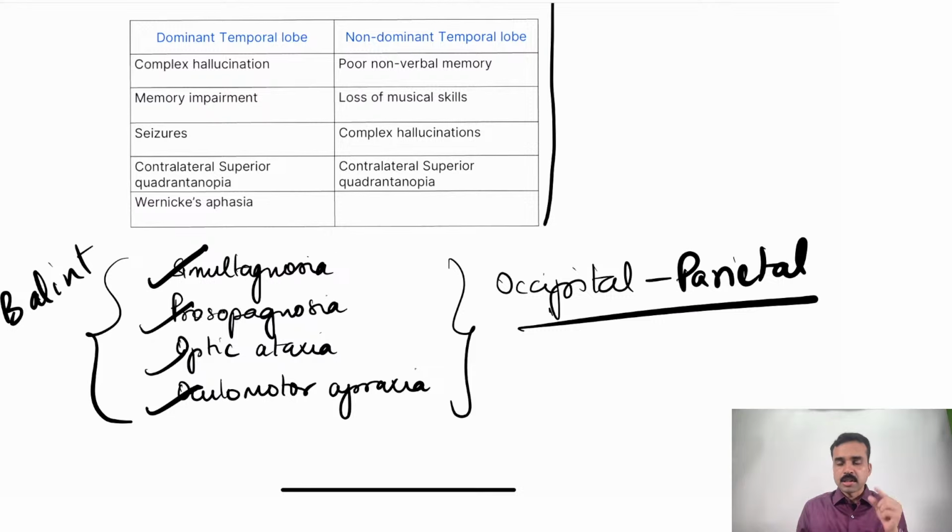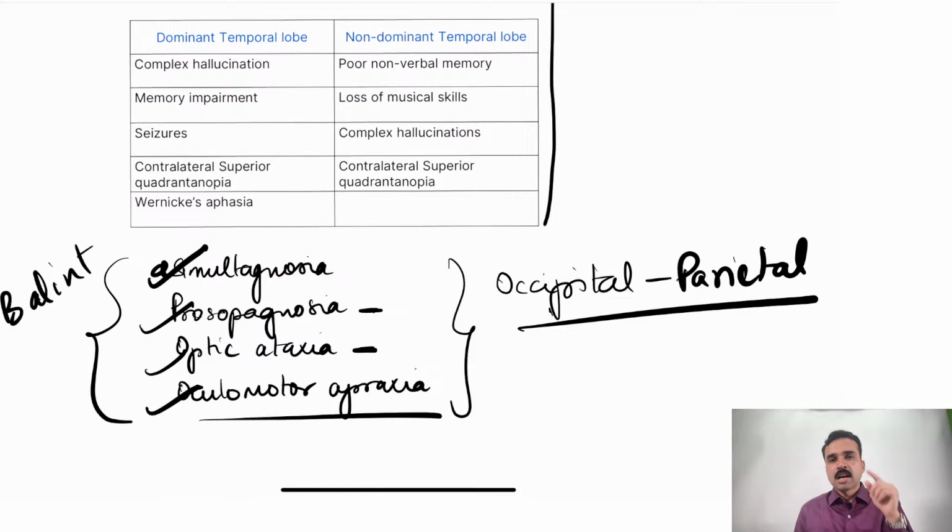Only a part of the picture you can understand or receive. That is simultagnosia, when you're not able to grasp the entire picture simultaneously. Prosopagnosia is inability to recognize familiar faces, usually in the non-dominant occipital lobe. Optic ataxia is when you're not able to judge the distance of something you are seeing. If I'm seeing my laptop in front of me, I'm not able to judge the distance between me and my laptop. So that is optic ataxia.